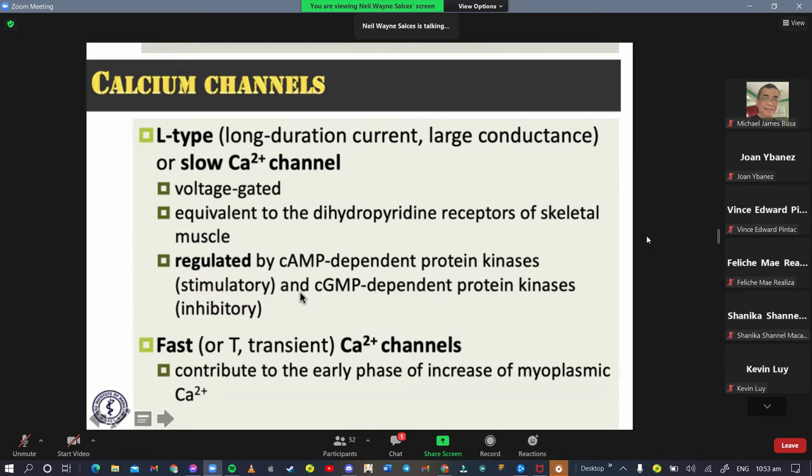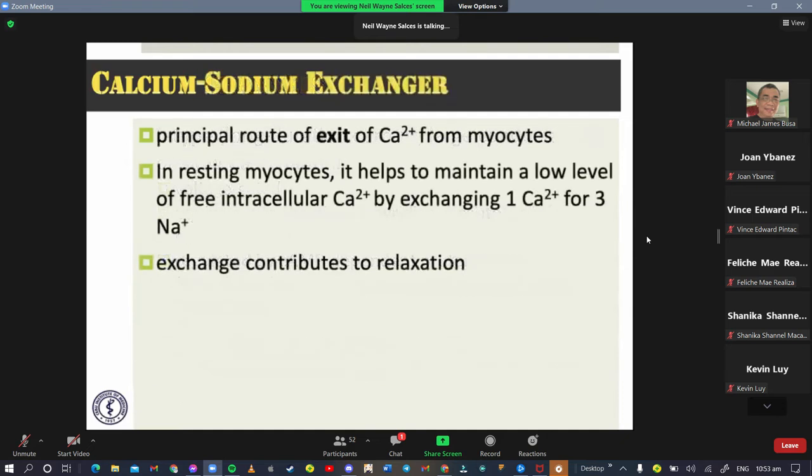On the other hand, your fast or your transient calcium channels contribute to the early phase of the increase of your myoplasmic calcium. So basically, your calcium enters the myocyte via highly selective channels. And the major portal of entry is the L-type channels that stimulates your cardiac contraction.